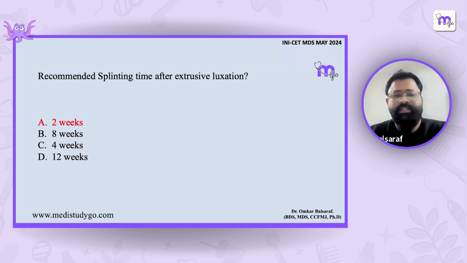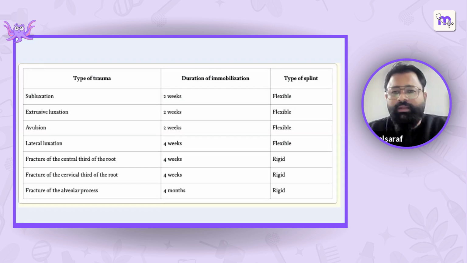So the answer is 2 weeks. There is this table given by Andersson and Andersson wherein you have the type of trauma, what the types of traumas are, and what the duration of immobilization is along with the type of splint that you have. The type of trauma being subluxation, you have duration of immobilization being 2 weeks. If it is extrusive luxation, that is the teeth are coming out and you need to stabilize them back, you have 2 weeks time with a flexible splint again.